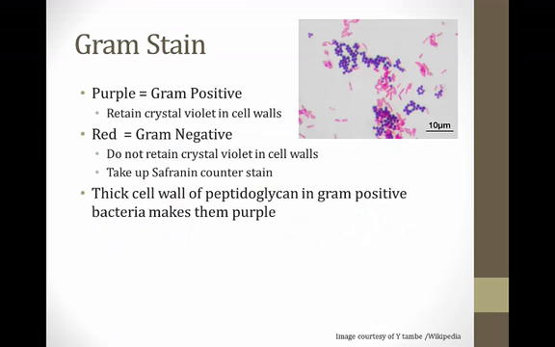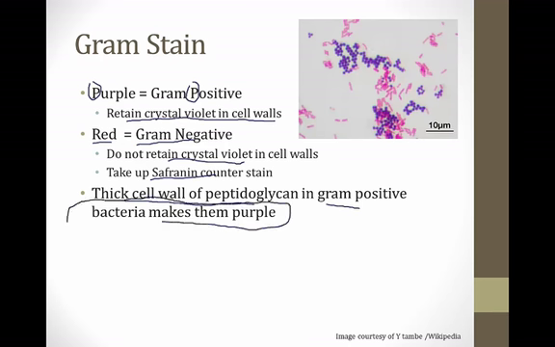Just to summarize some of these key points, remember the purple bacteria are gram-positive. That's the P's for purple and positive, and that's because they retain the crystal violet in their cell walls. The red or pink bacteria are gram-negative. They do not retain crystal violet in their cell walls, but they do take up the safranin counterstain. It's very high yield to know that the thick cell wall of peptidoglycan in gram-positive bacteria is what makes them hold on to that crystal violet and turn purple. I talk about this in more detail in the module on bacteria.